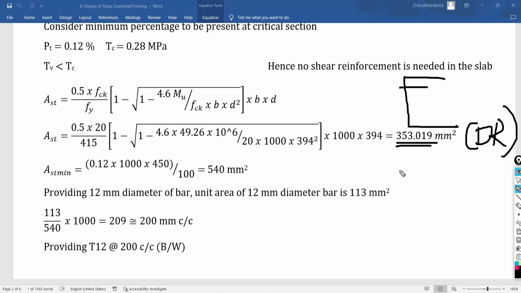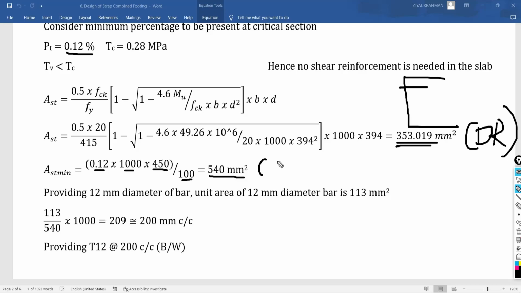Now have a look. What is the minimum reinforcement? As I earlier considered, 0.12% is the minimum reinforcement. So area of reinforcement required as minimum is 0.12% multiplied by 1000, the width considered for the calculation, overall depth is 450, divided by 100 as it is the 0.12%. So we are getting the minimum reinforcement 540 mm square.